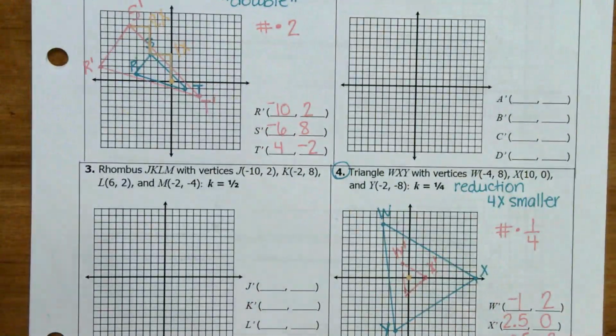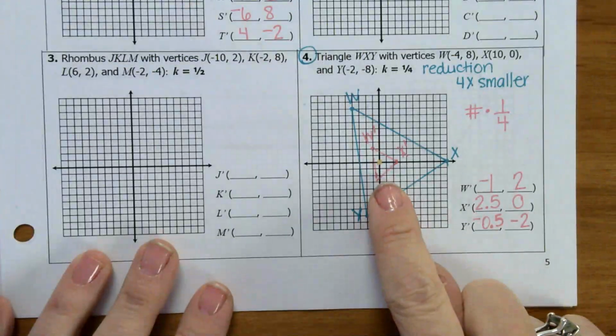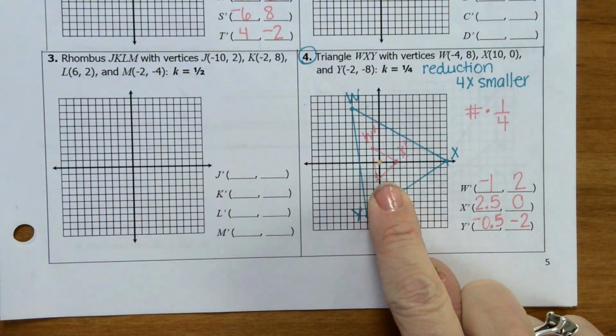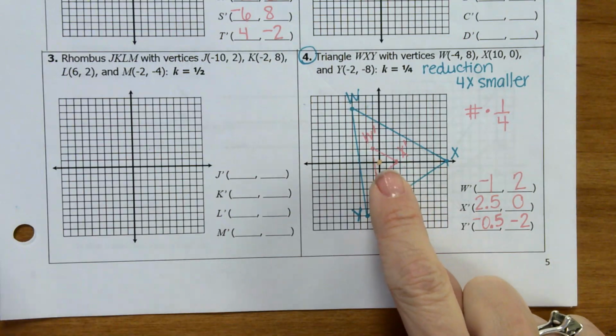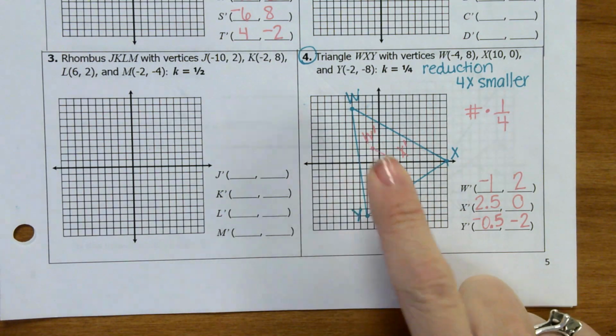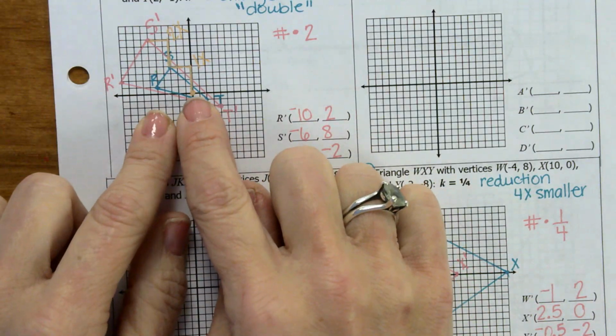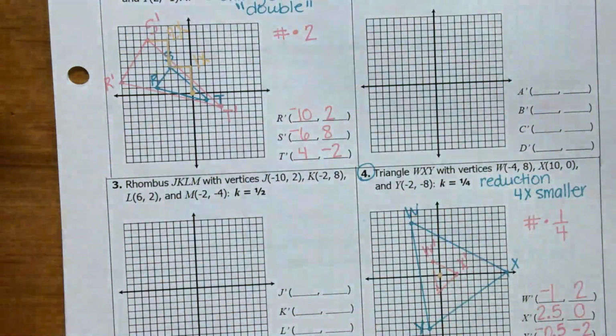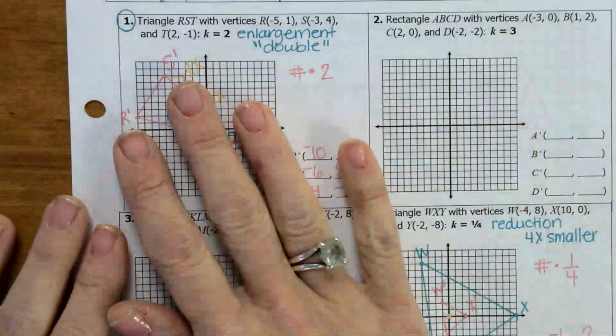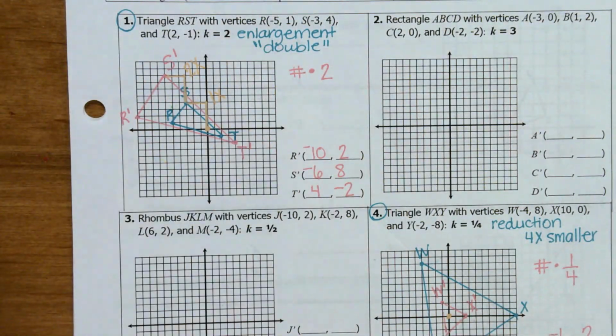Now, I want to remind you of something I said earlier. When the new image is in between the center and the original image, it is a reduction. Right? That pink one is in between that center and the image, or the pre-image. Here, I have my center, and then I have my pre-image, and then I have my image on the outside. That's an enlargement.